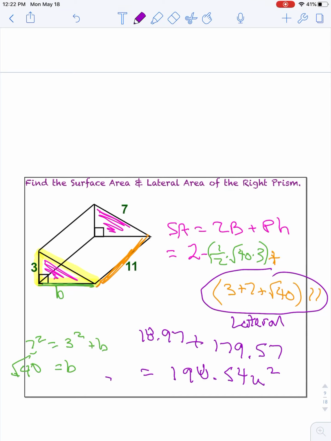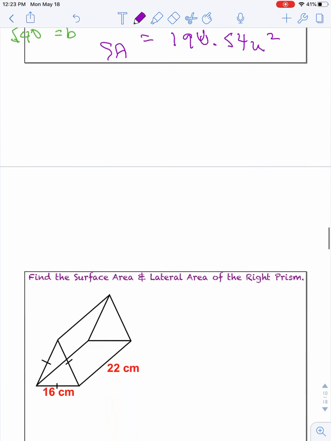And again, some of your homework questions are going to ask you for specifically the lateral area and the surface area both. Make sure you're showing your setup in your homework questions. I notice a lot of you are just kind of blindly putting answers down. Make sure you're working on justifying your thinking.